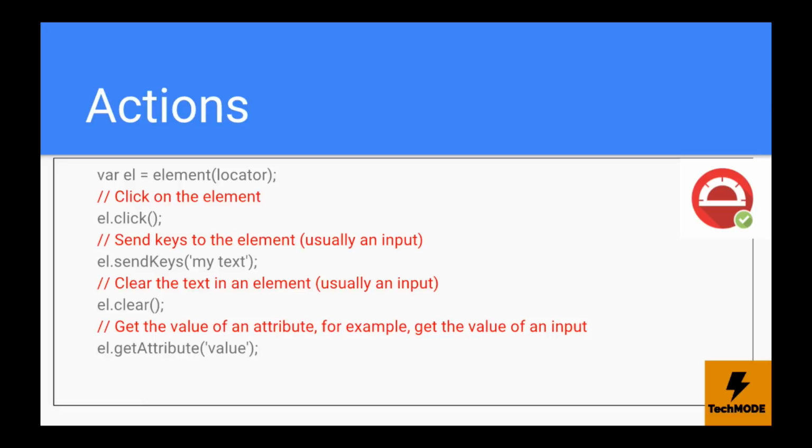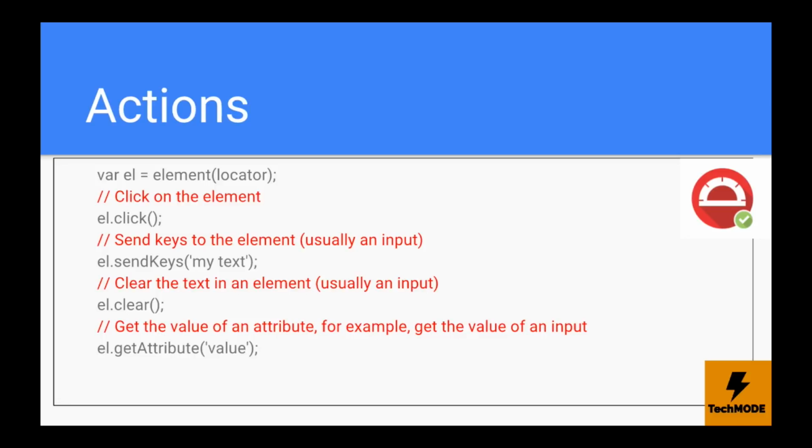Let's first wrap up the theoretical part, actions. How actions work is that element is basically a keyword which Protractor already provides to us, and it takes a locator. The locator can be by dot something, for example CSS, ID, binding, model, and it will return a variable el, which will be our element.